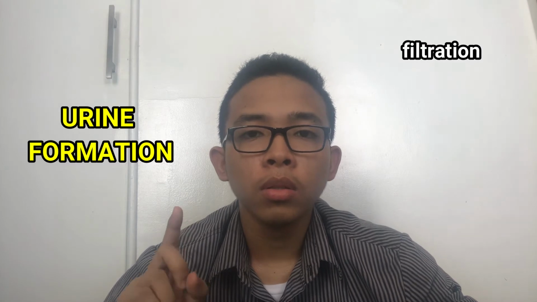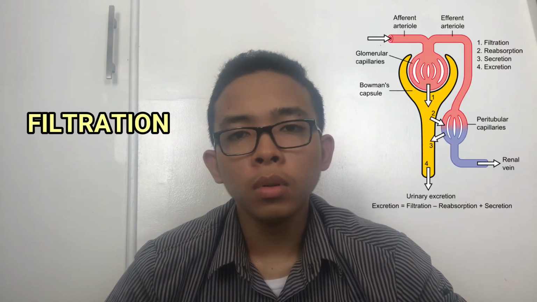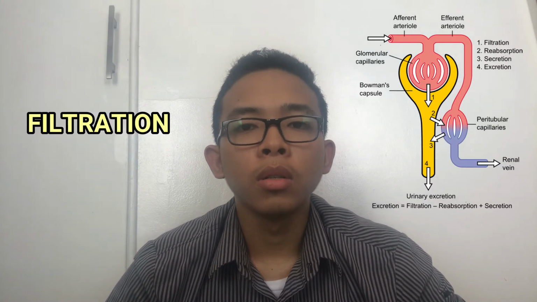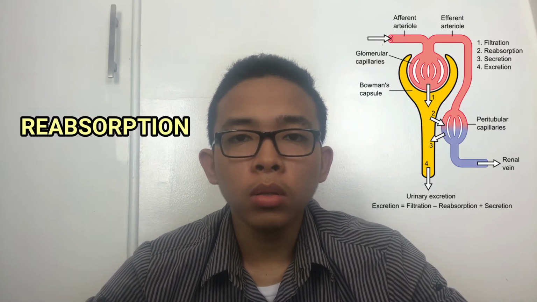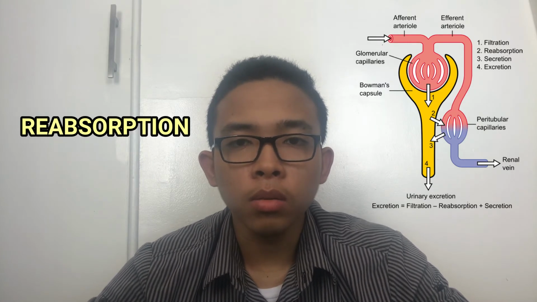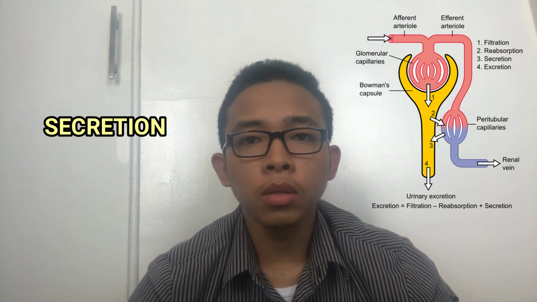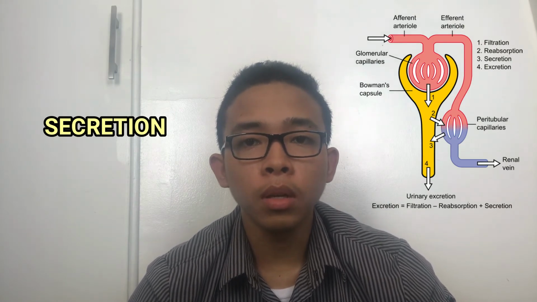Three processes contribute to urine formation: filtration, reabsorption, and secretion. Filtration. Fluid and dissolved substances such as water, urea, glucose, salts, and amino acids enter the nephron from the blood. Reabsorption. Water, glucose, salts, and amino acids return to the blood from filtrate. Secretion. Toxic substances and hydrogen ions are secreted into the nephron to be eliminated in urine.